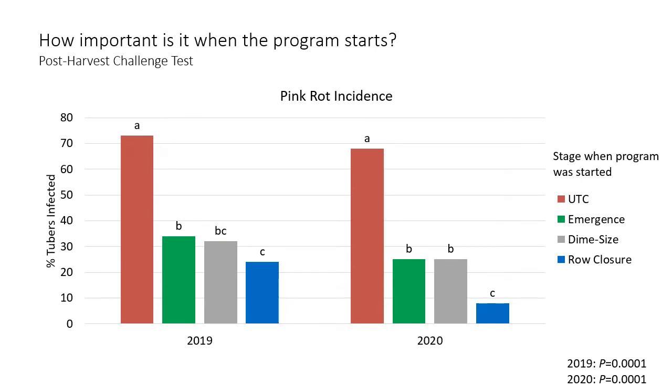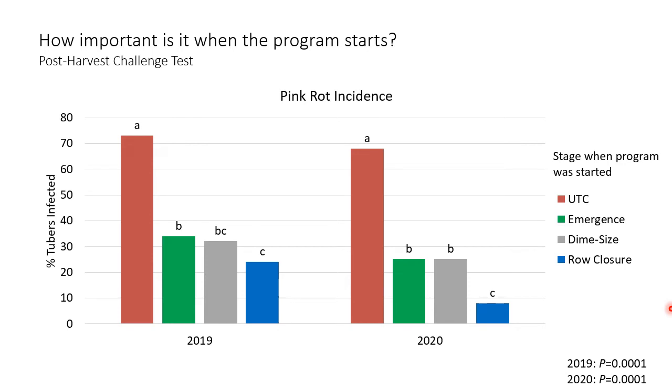How important is timing when the program starts? Well, again, we did these challenge assays, and we found that if we treat at full emergence, we're not getting any better protection than if we go at dime-sized tubers. It looked like row closure was a little better in 2019. Statistically, it was the same as dime-sized tubers. In 2020, we had more effective control with the program starting at row closure compared to those at dime-sized tubers.